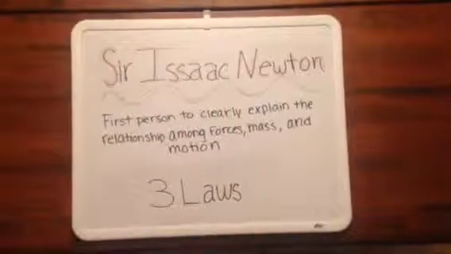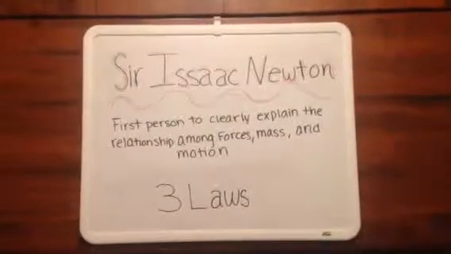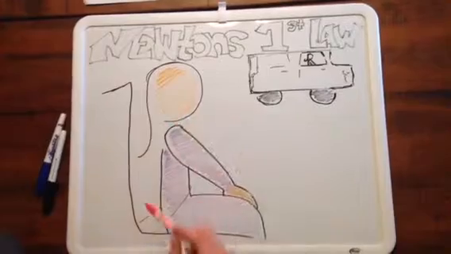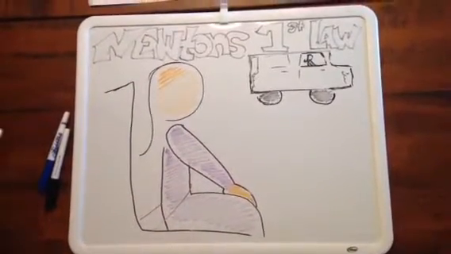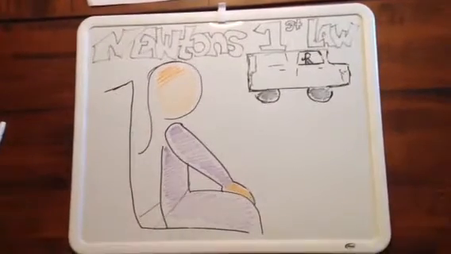Sir Isaac Newton was the first person to clearly explain the relationship among forces, mass, and motion. These are his 3 laws. Newton's first law, the law of inertia. Provided there is no net force, a body at rest remains at rest, and a body in motion remains in motion with a constant velocity.